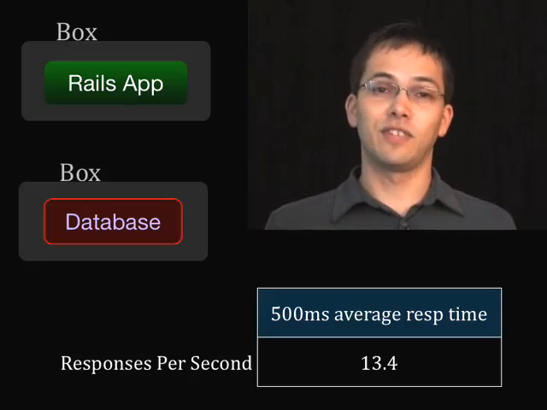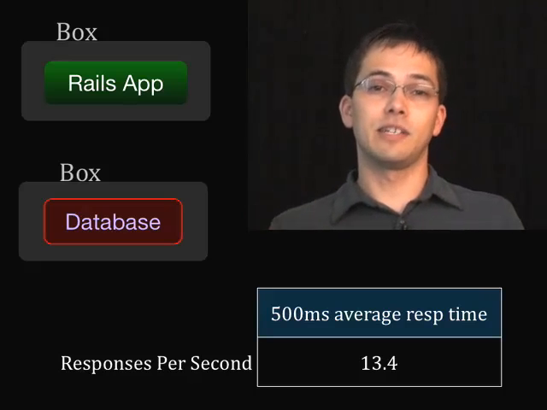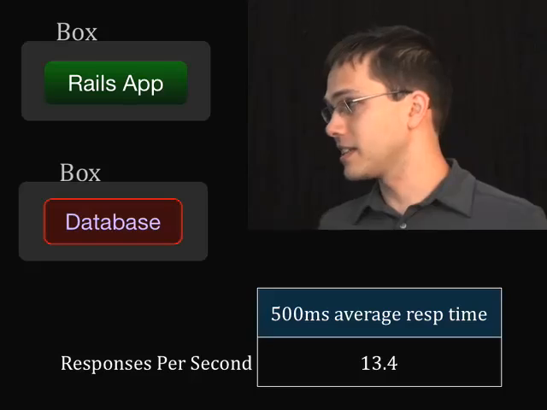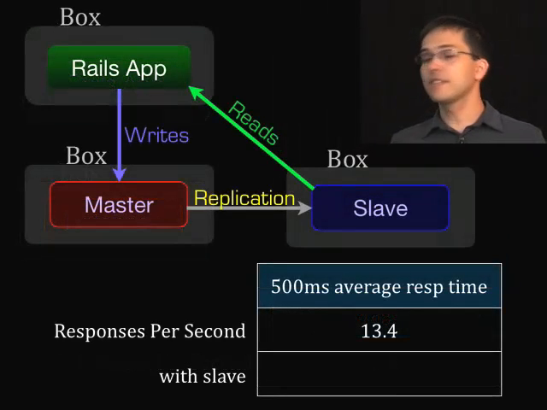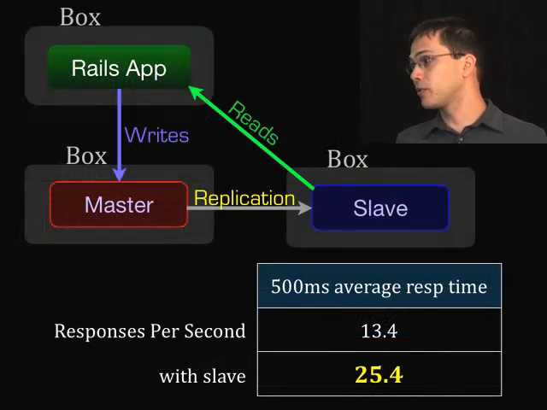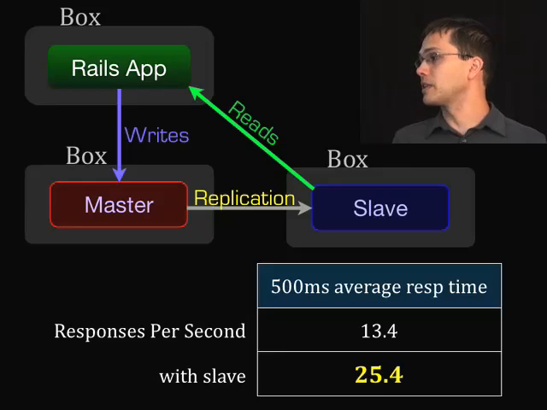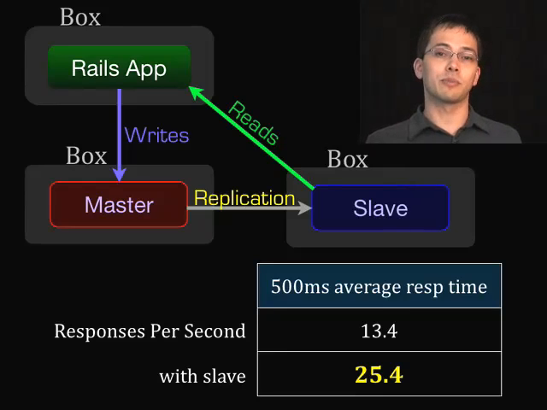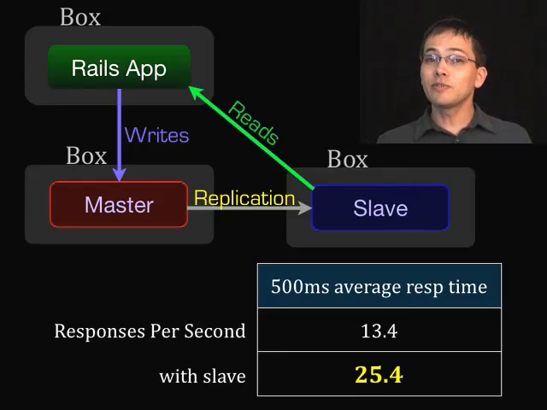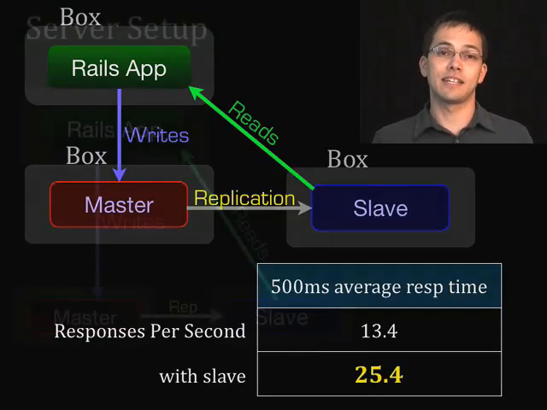Then I went ahead and configured on two different boxes the MySQL replication going on with a master and a slave. And with the slave, I got a pretty good performance boost, almost two times as fast for all of my users on the system. Went up to 25.4 requests per second. So it's a pretty good performance boost by just adding a slave database.